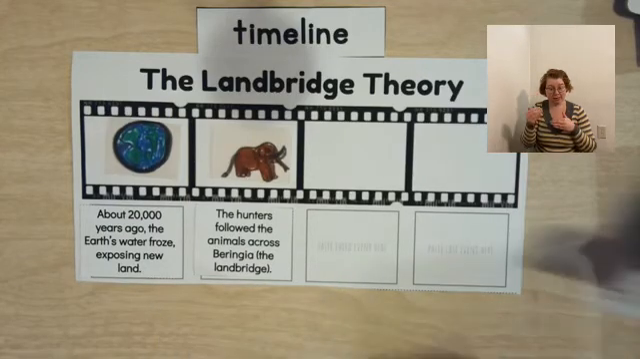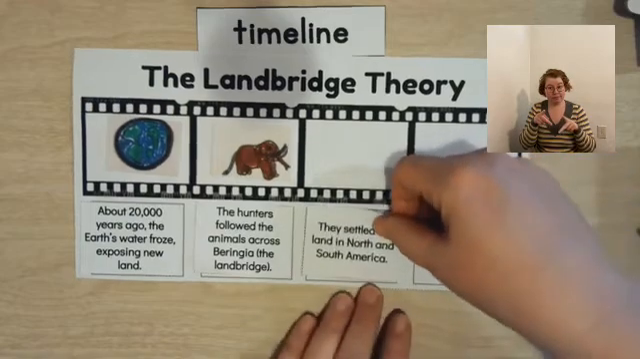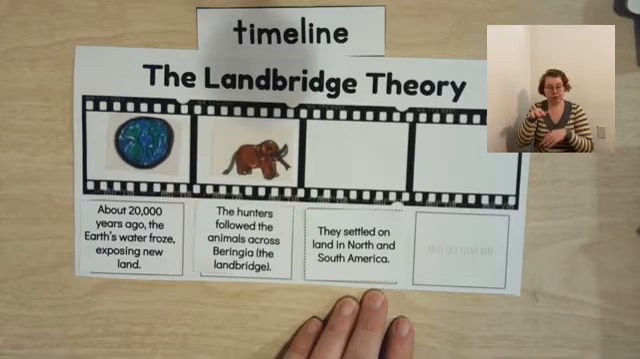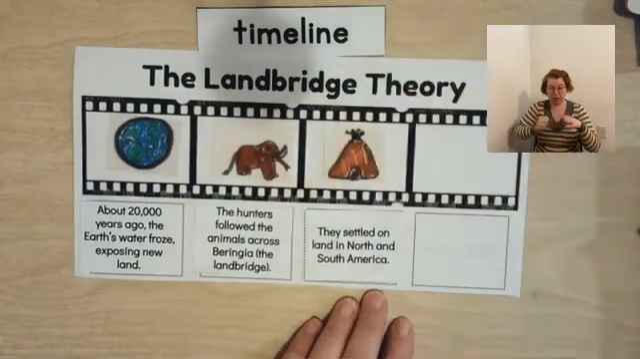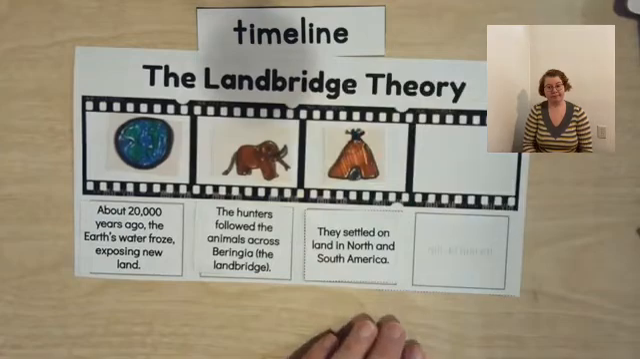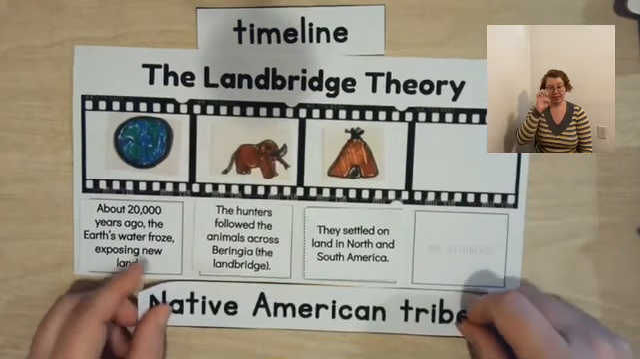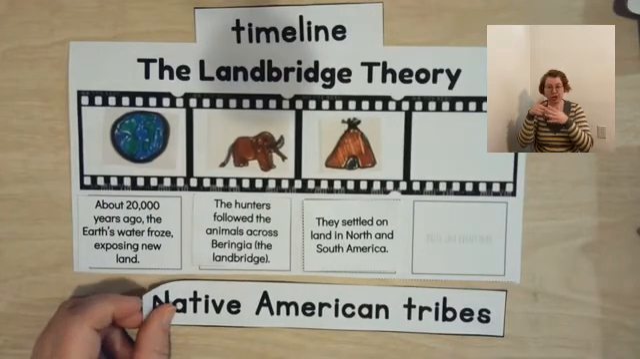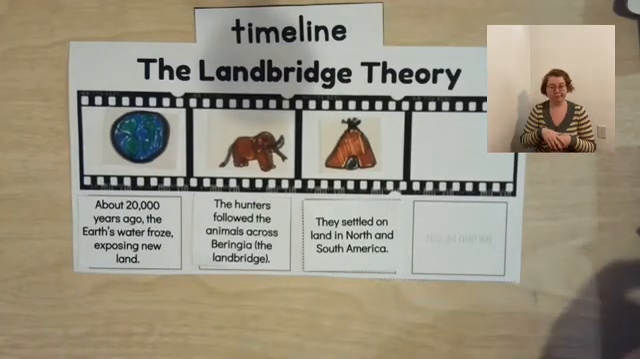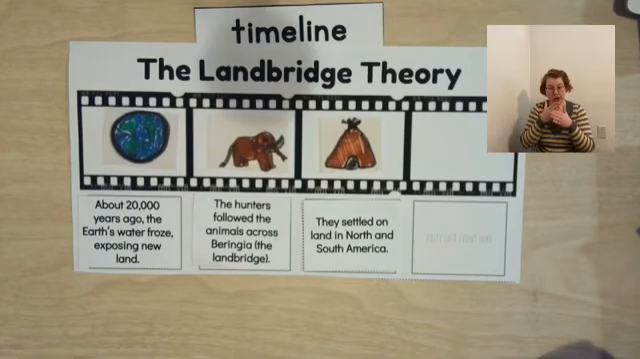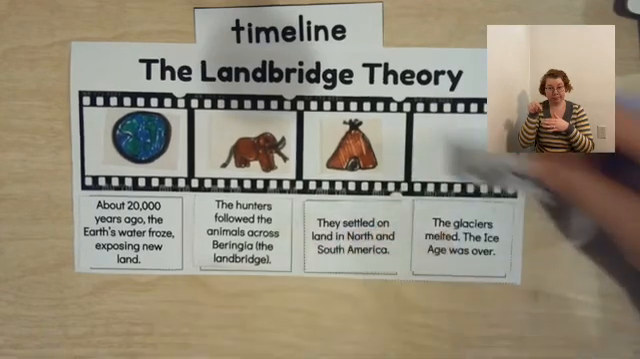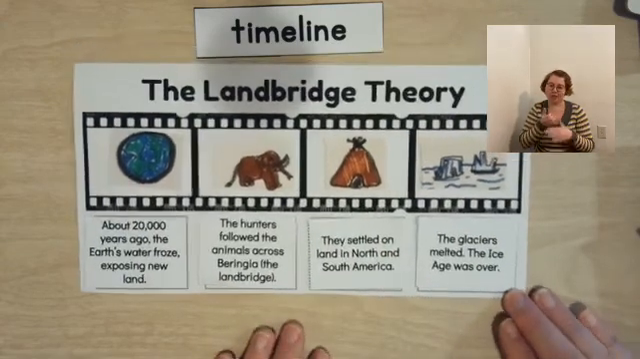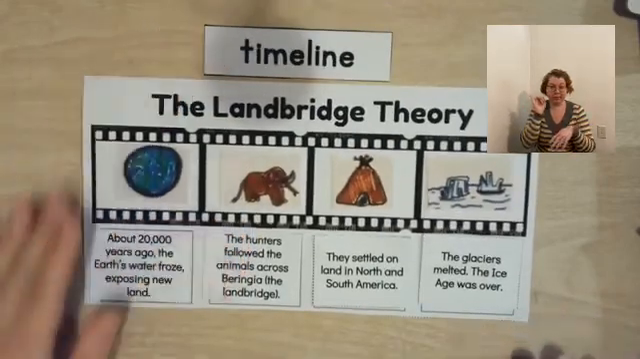Next, the people settled on land in North and South America. They settled, and those were the Native American tribes. And then last on our timeline, the glaciers melted and the Ice Age was over. That is our timeline.